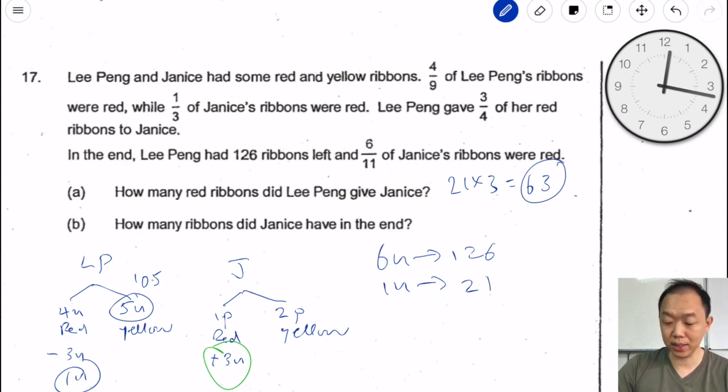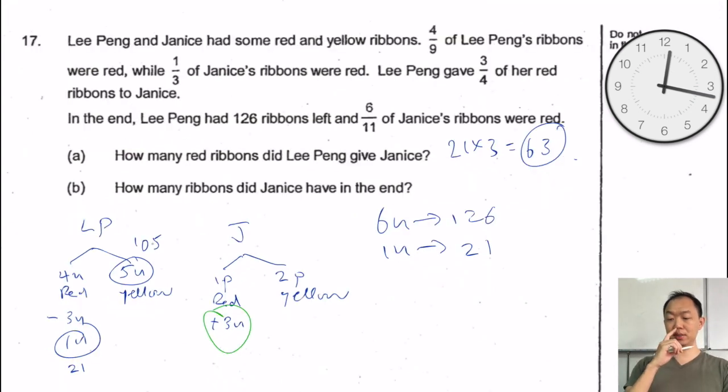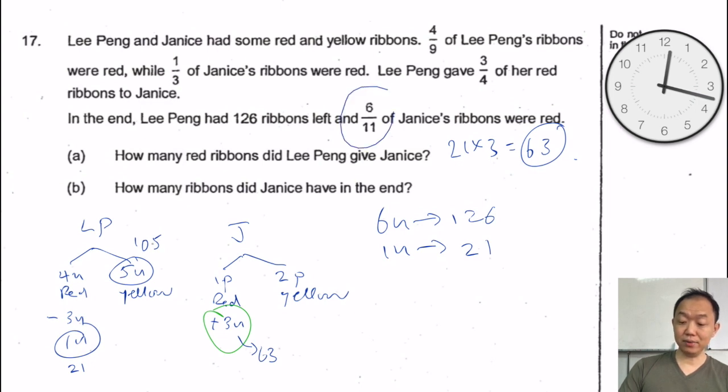How many ribbons did Janice have in the end? Li Ping had 126 left and 6 out of 11. So I know that this 3 units is 63. And this whole thing is 6 out of 11. Now if 6 over 11 of Janice's ribbons were red, I'm just looking at this, 5 out of 11 are yellow.